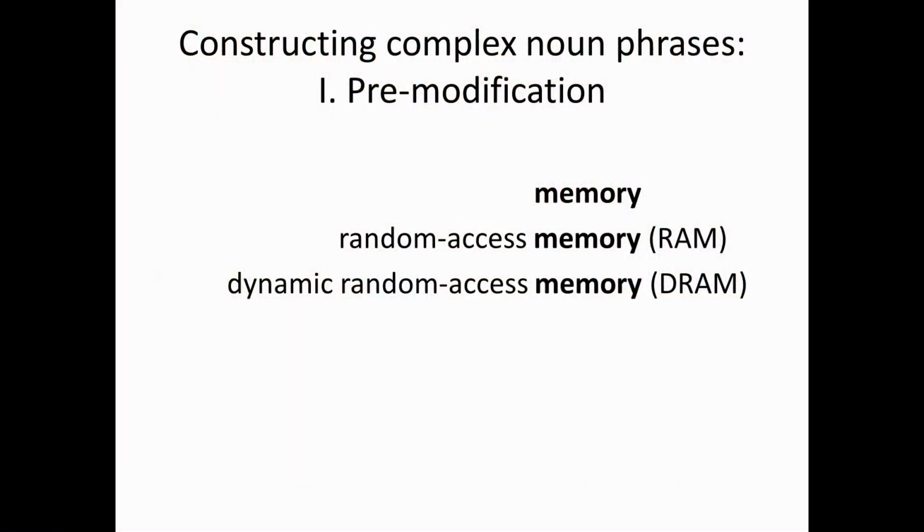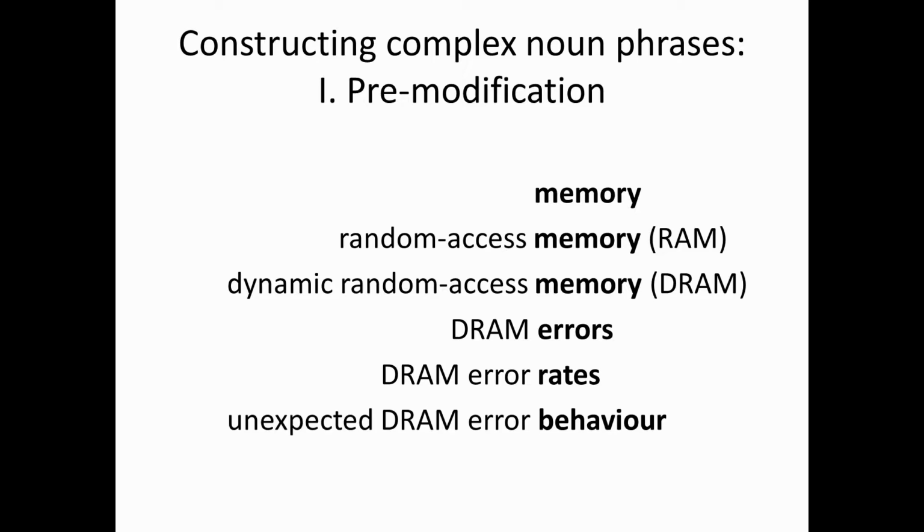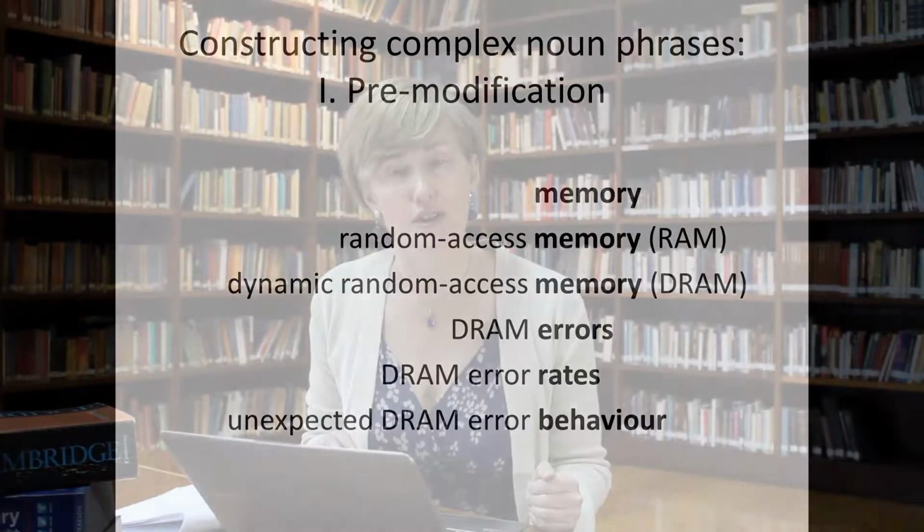And now this DRAM can be used to modify another noun, as in DRAM errors, which in turn can be used to form others, as in DRAM error rates or DRAM error behaviour. Note that when a noun is modifying another noun, as is the case of error, it needs to be in the singular, not in the plural. That is a grammatical rule.